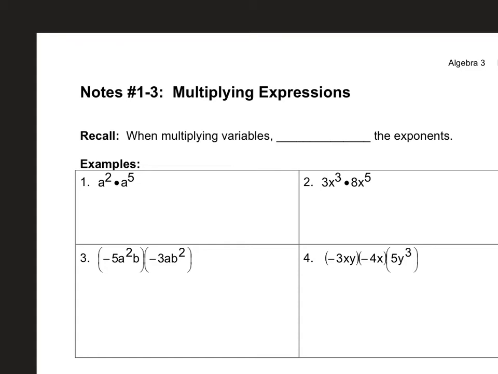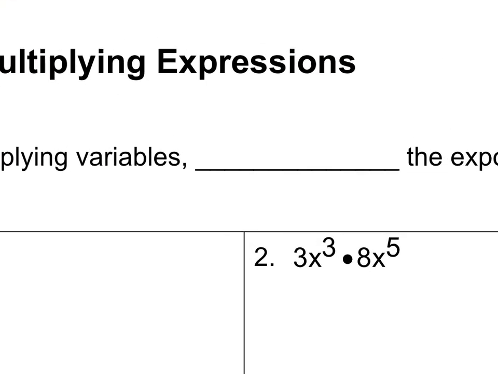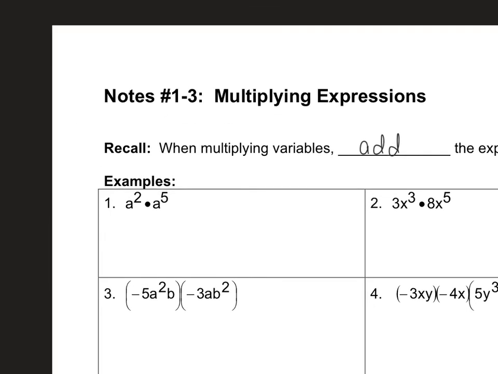All right, so we're continuing with our review of some algebra concepts, and today we're going to talk about multiplying expressions. We're going to start off with some crazy exponents that'll help us on the next page. You got to remember, when multiplying variables, you add the exponents, okay? So look at number 1 and 2. I am multiplying the variables, so I'm adding the exponents.